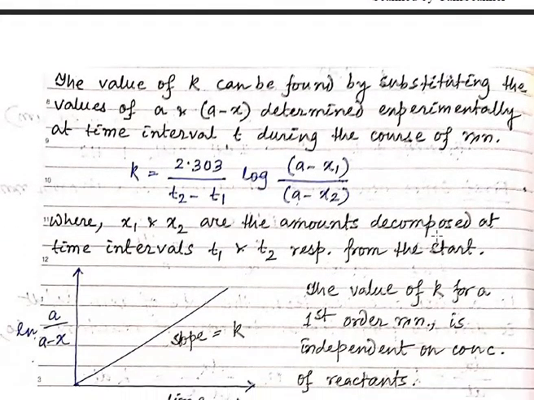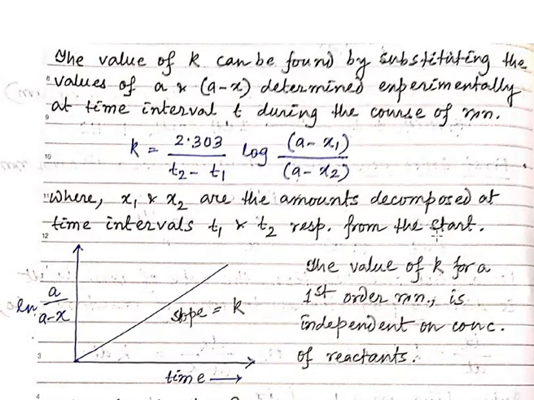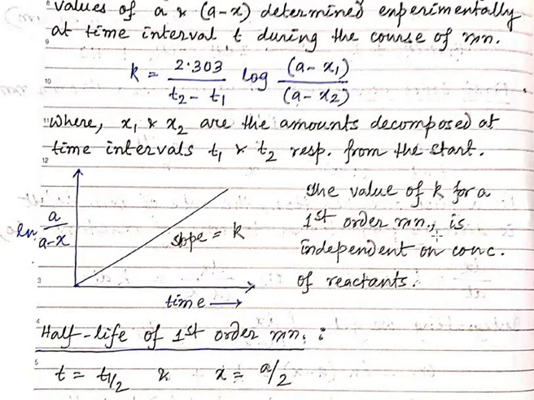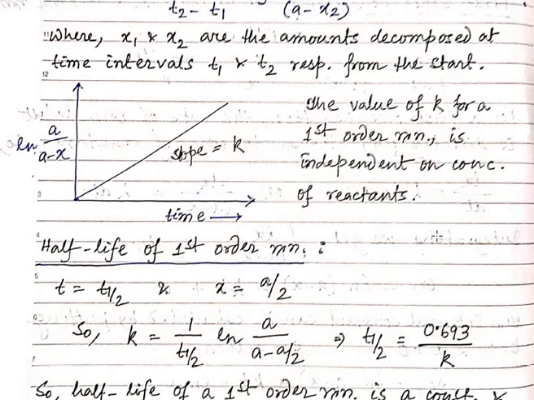Now the value of k can be found by substituting the values of a and a minus x determined experimentally at time interval t during the course of the reaction. So we can write that k is equal to 2.303 by (t2 minus t1) log of (a minus x1) by (a minus x2), where x1 and x2 are the amounts decomposed at time intervals t1 and t2 respectively from the start. Now if I want to plot the graph of ln a by (a minus x) versus t, obviously it will give a straight line passing through the origin, because the slope is only k.